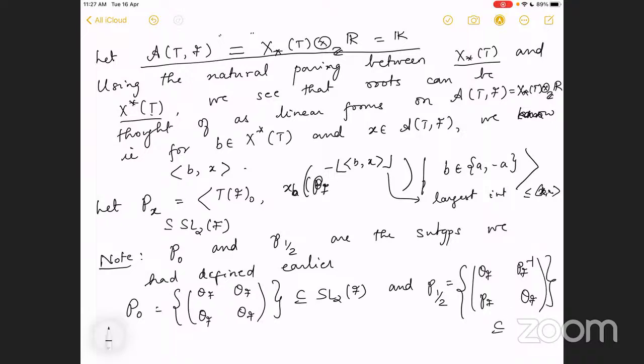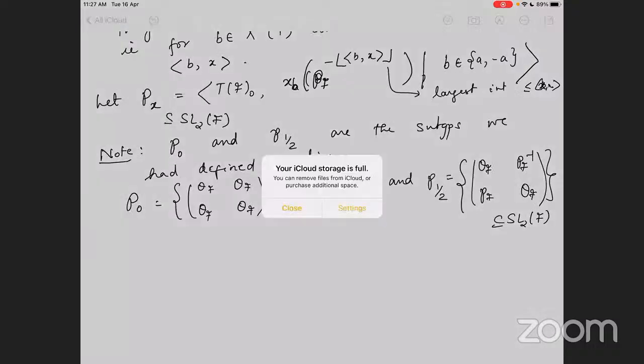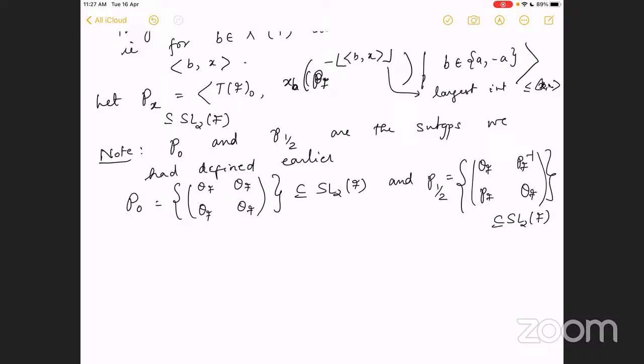Contained in SL2. So earlier I had motivated the reason we considered this question: we were trying to organize our open compact subgroups. So we looked at the maximal open compact subgroups in SL2. They form two conjugacy classes with representatives given by these.